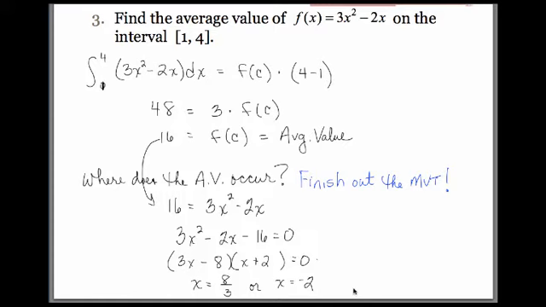Remember, though, our c value has to lie in between 1 and 4. So the c value for this would be 8/3. That's where the average value would occur. So that's why these two topics always go together. You always learn about average value when you do the mean value theorem for integrals, because average value really is just one little piece of that mean value theorem for integrals problem.